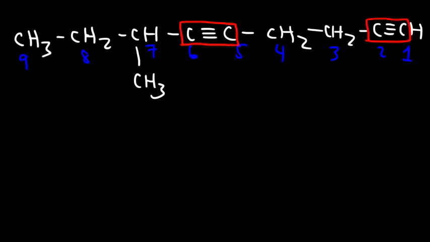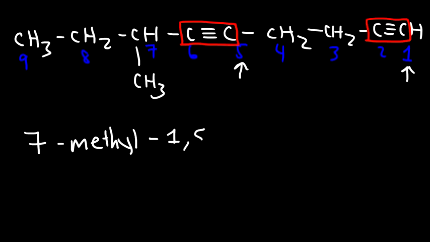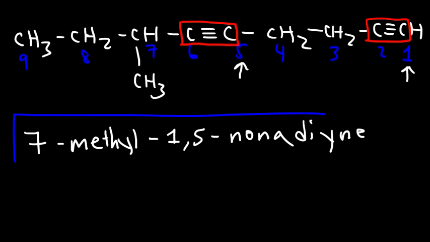So let's put it all together. We have a methyl group on carbon 7, so it's 7-methyl, and then we have a triple bond at carbon 1 and 5, so it's going to be 1,5-nona, and then diyne, because we have 2 triple bond functional groups. And so this is how we could name this particular molecule.